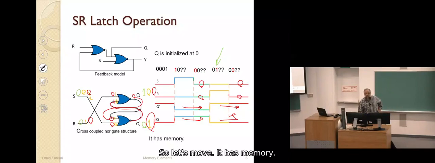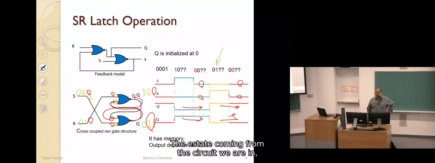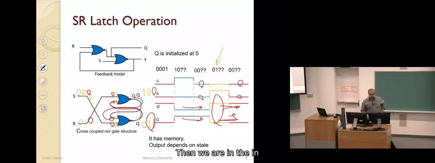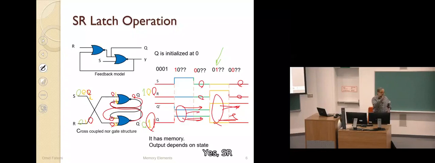It has memory. You see, it has memory. It is not only dependent on the inputs. We have the same inputs but different outputs, and it was because of the memory that it had. Output depends on the state coming from the circuit. When we are in this state, the output is the same as before. When S and R become 0, the output remains as it was.